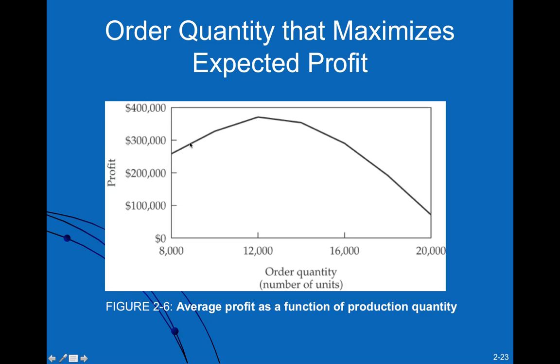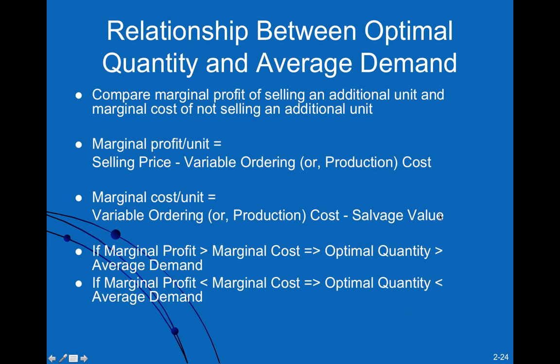And if you were to draw it as a graph, you could find the optimum point right here, which is the point that maximizes your profit, because this is really your graph of your expected profit based on the order quantity, right? And so it seems like in this particular scenario, the best decision is to order 12,000 units, right?